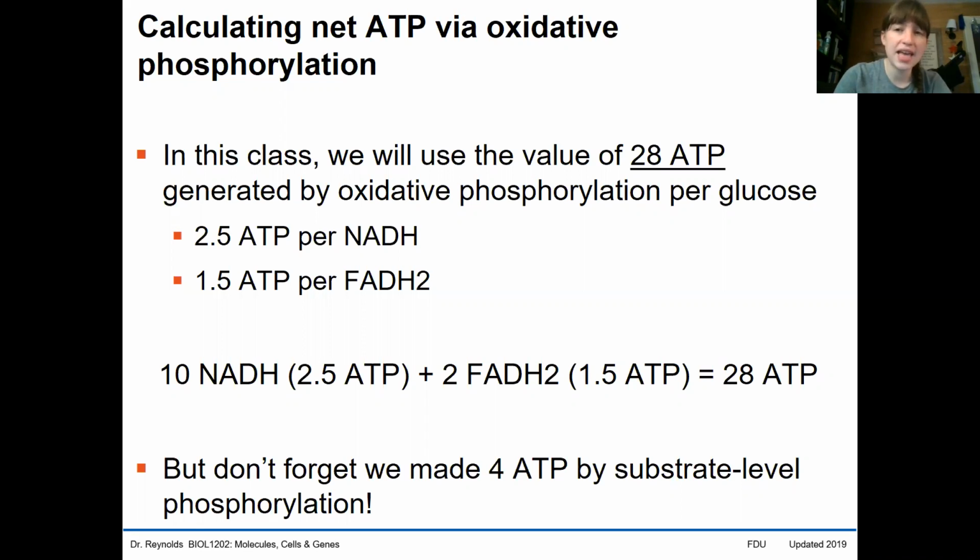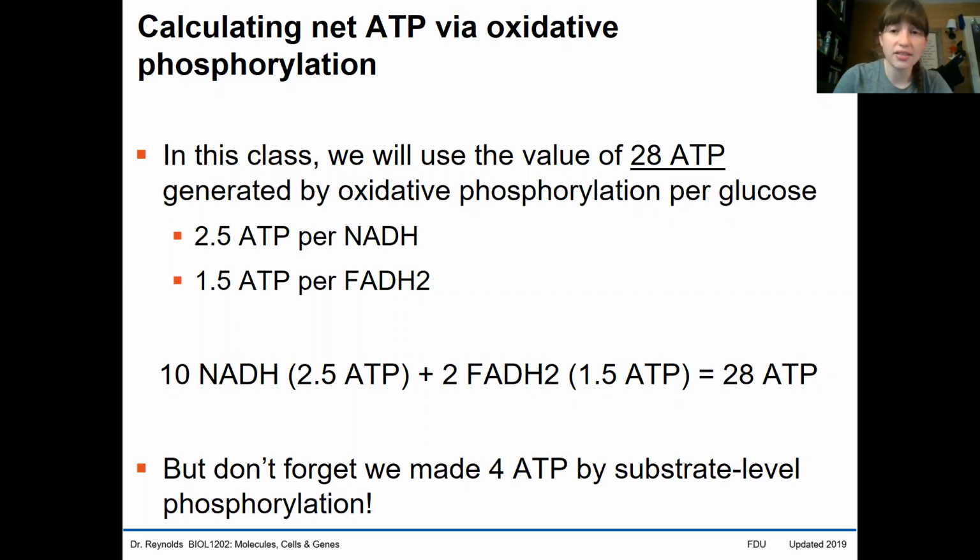Since we make 10 NADH molecules, 2 from glycolysis, 2 from the oxidation of pyruvate, 1 per pyruvate, and then 3 per turn of the citric acid cycle, and there are 2 turns, we have 10 NADH total. We also make 2 FADH2s, 1 for each turn of the citric acid cycle. And so if you have 2.5 ATP for each of 10 NADH, 1.5 ATP for 2 FADH2, that gives us a net of 28 ATP.